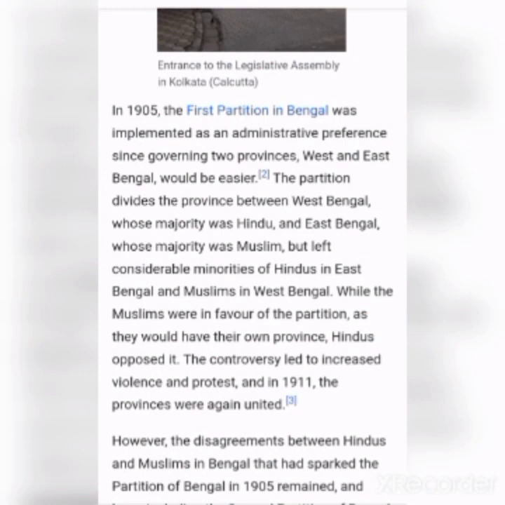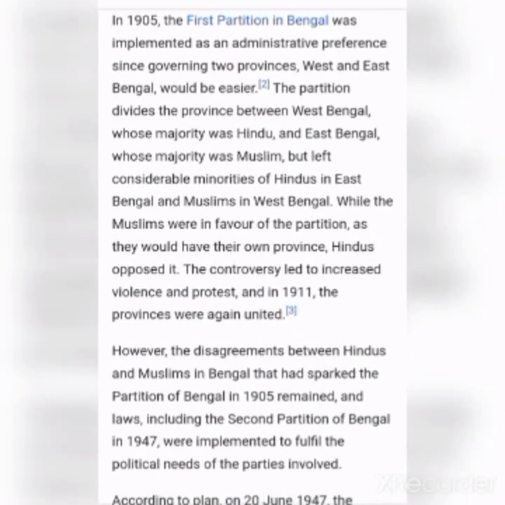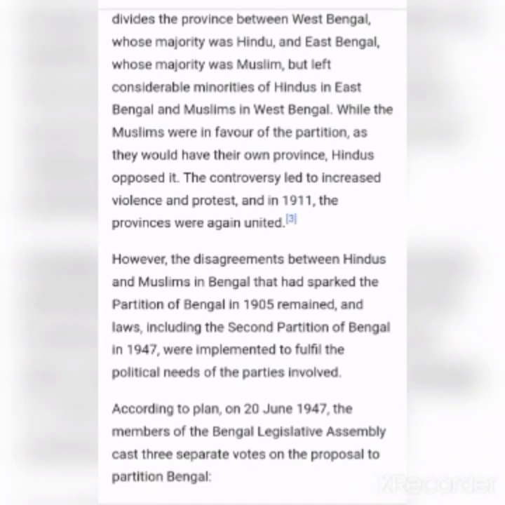in 1911 the province was again united. However, the disagreements between Hindus and Muslims in Bengal that had sparked the partition of Bengal in 1905 remained. The decisions, including the second partition of Bengal in 1947, were implemented to fulfill the political needs of the parties involved.